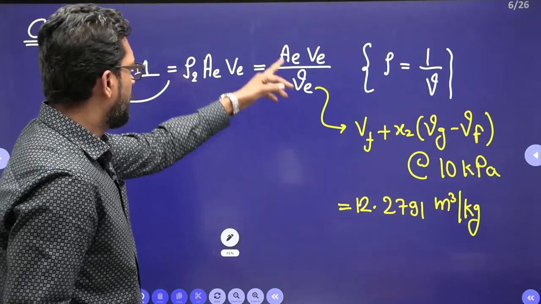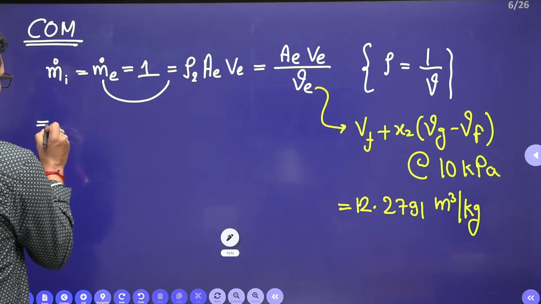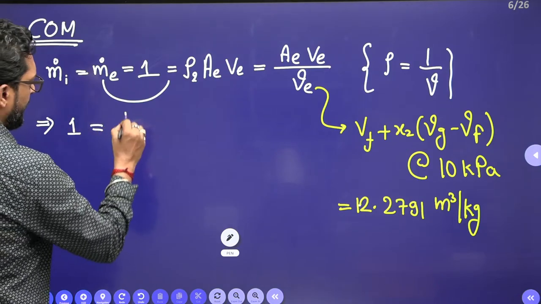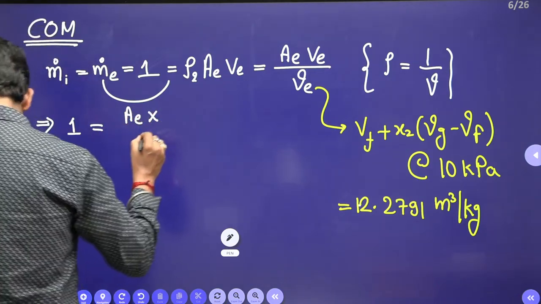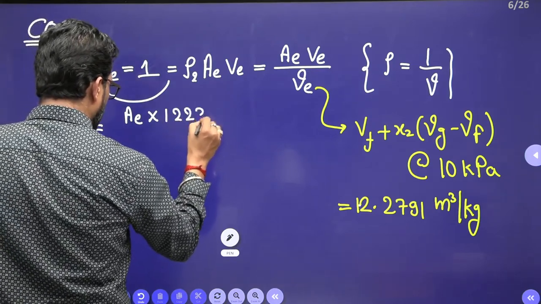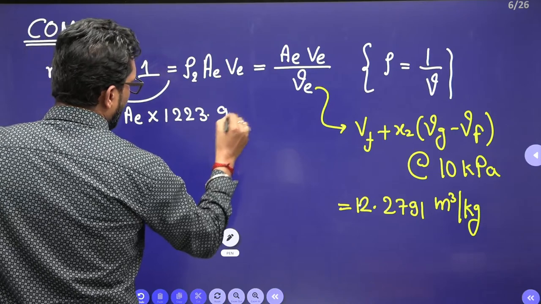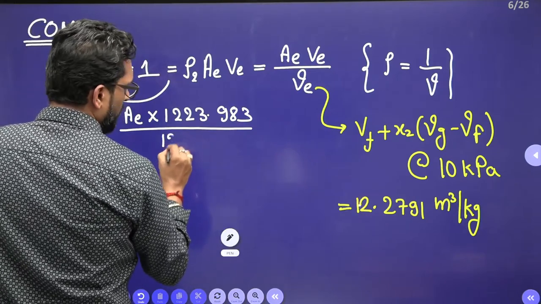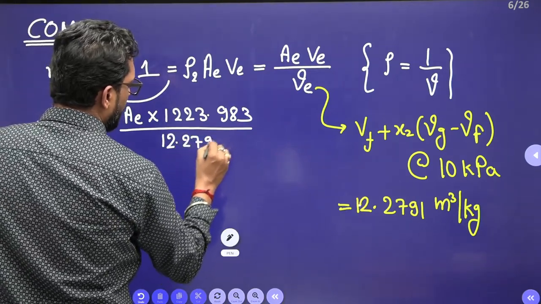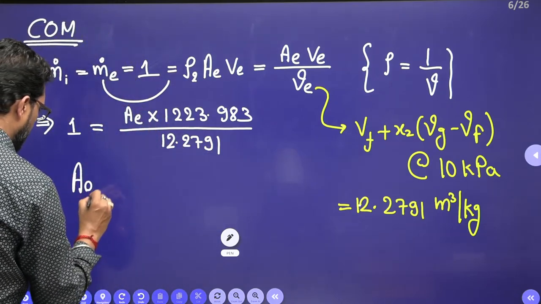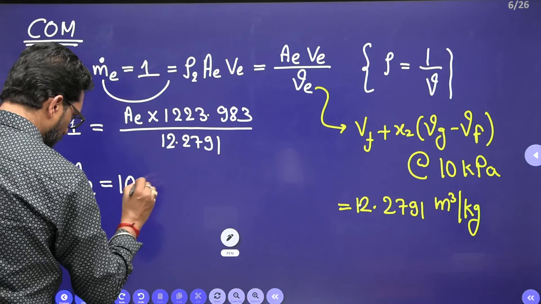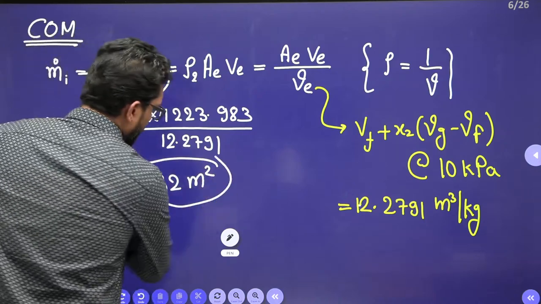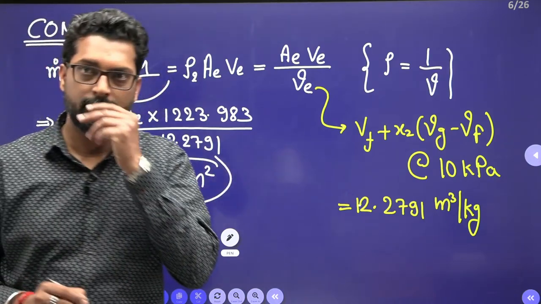Now you have this one, this one, this one. So what is that? This one is equal to A_E, which we have to find, into the velocity we have. How much? 1223.8983 divided by the specific volume 12.2791. Now from here we can easily find the exit area. What is the exit area? 100.32 meter square. This is the exit area of the nozzle.